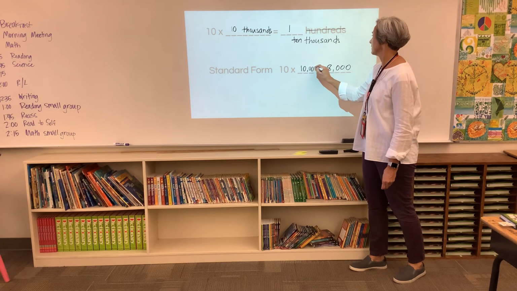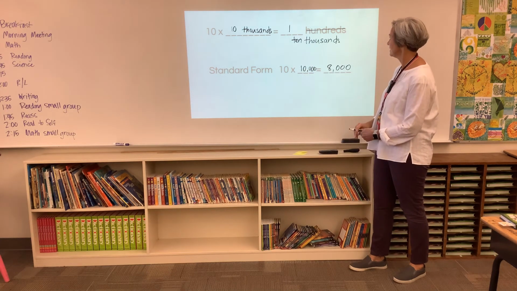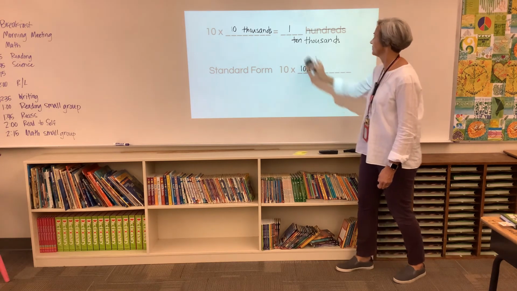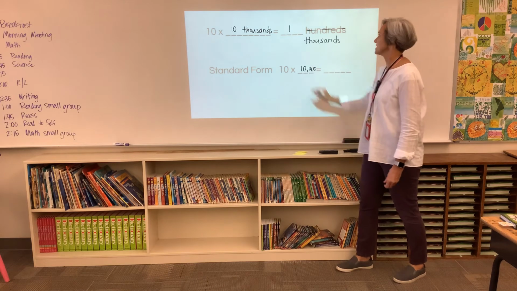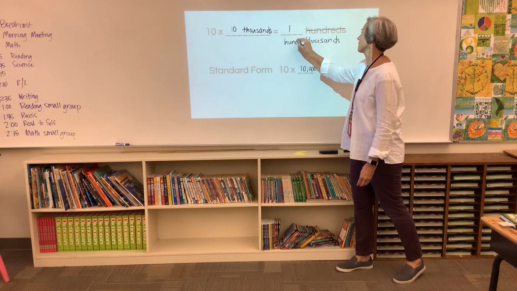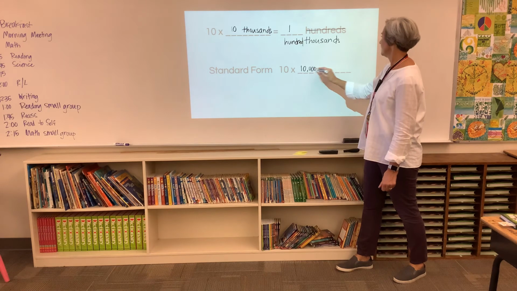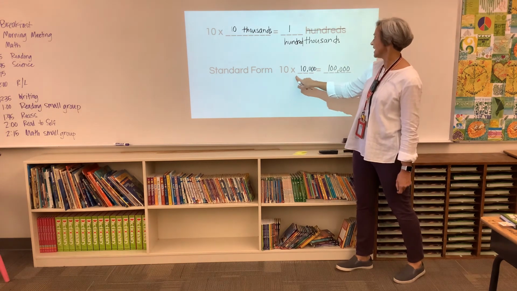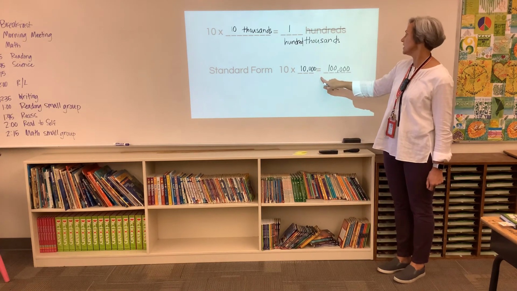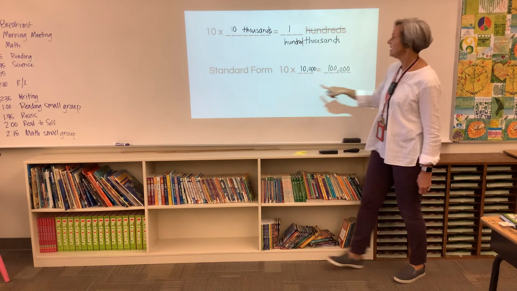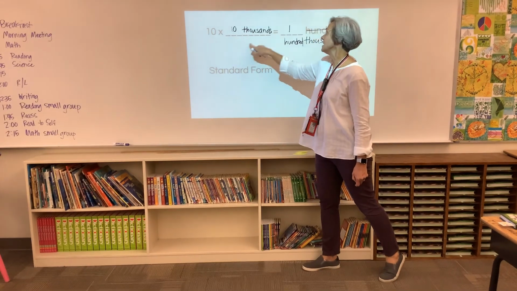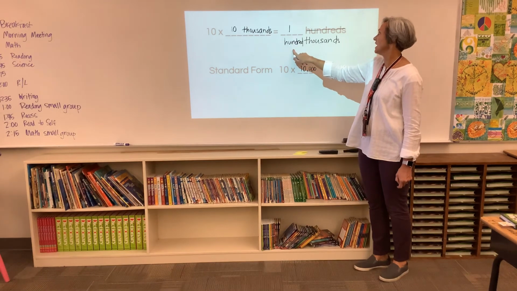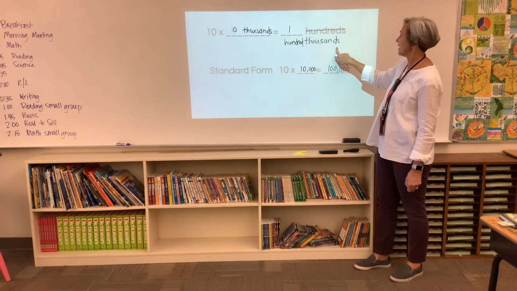Oh, I did that wrong. 10 times 10,000 equals, we were wrong here, I apologize, 100,000s. 10 times 10,000 equals 100,000. 10 times 10,000s equals 100,000s.